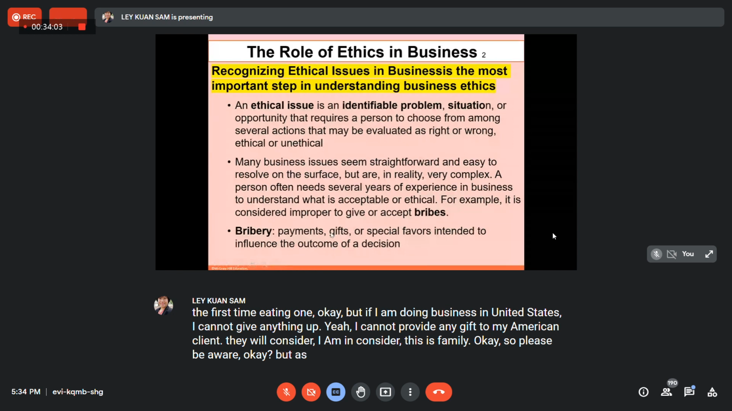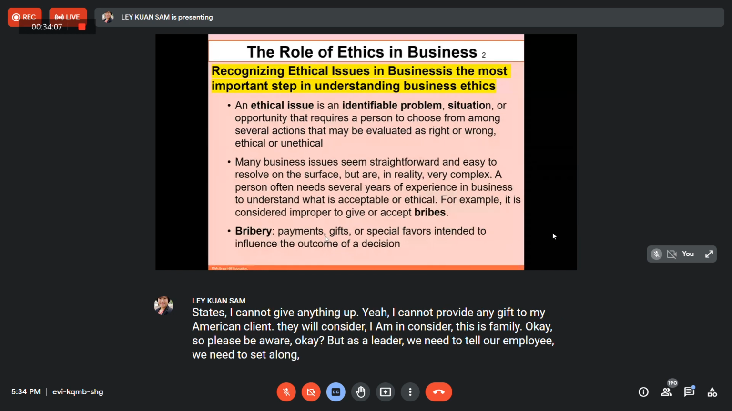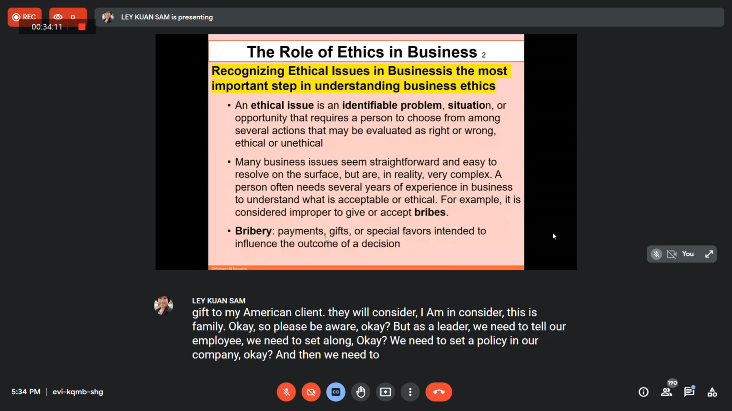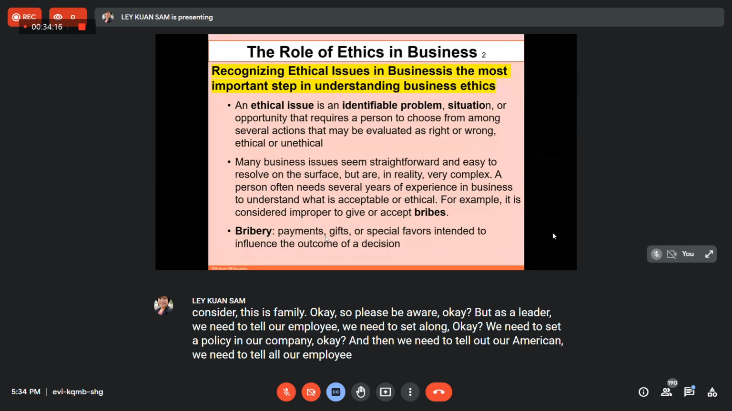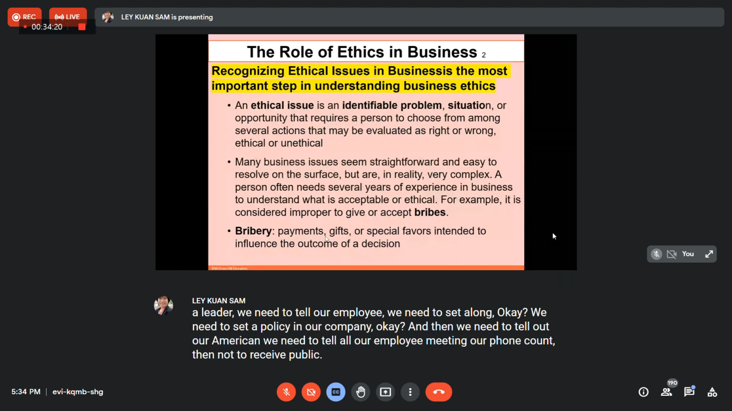But as a leader, we need to tell our employees. We need to set a policy in our company, and we need to tell all our employees within our firm not to receive bribery. Cannot.